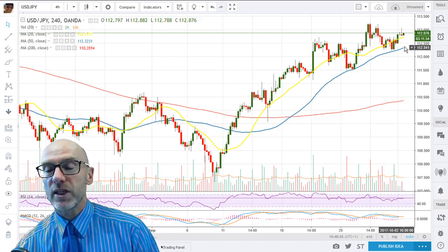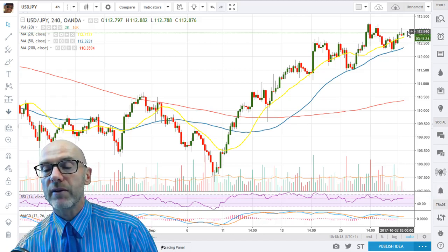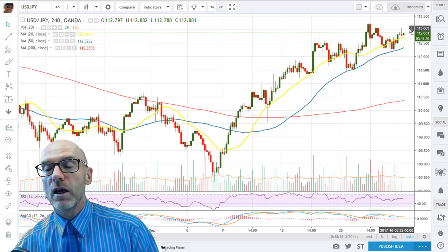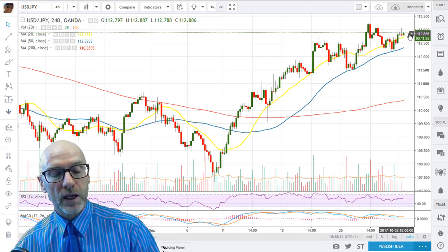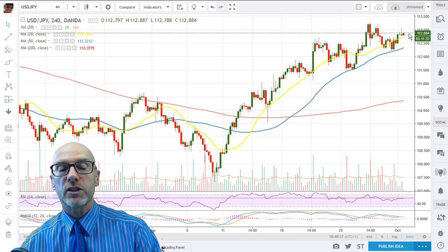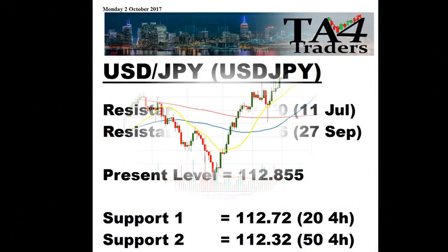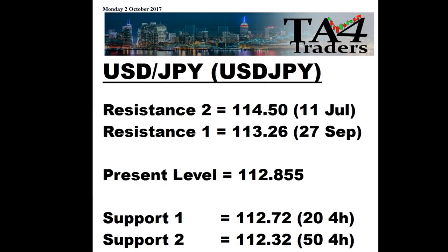So it looks like it may hold above the moving averages for a little longer. But as I said, there is resistance at the 114, 115 level. Let's look at those support resistance levels that are key. The 27th September high 113.26, first resistance, followed by the 114.5 from the 11th of July, with supports coming in 112.72 and then 112.32.